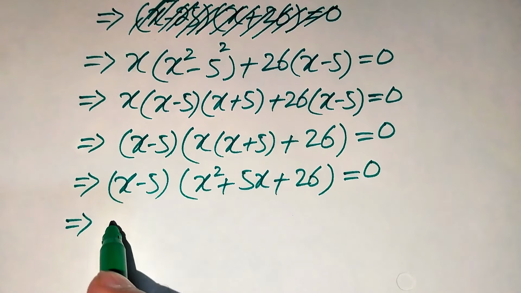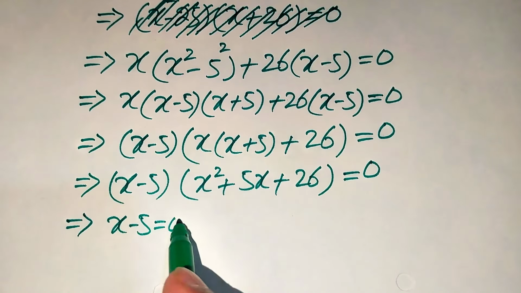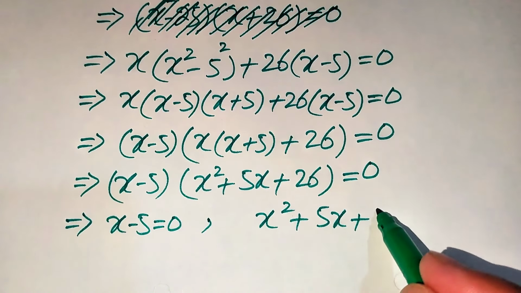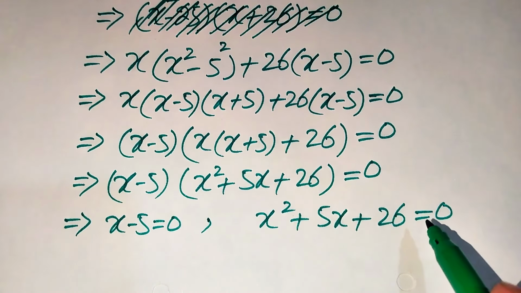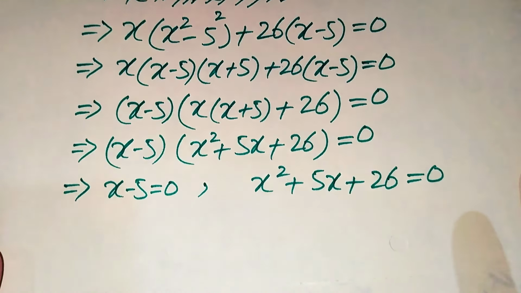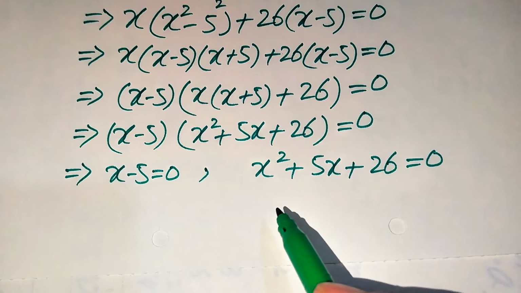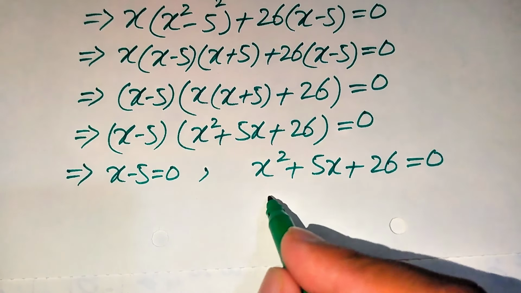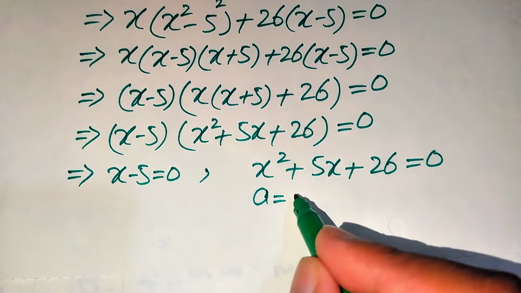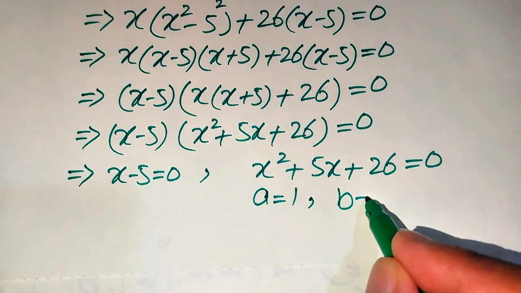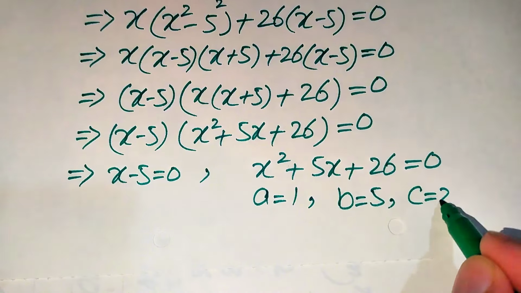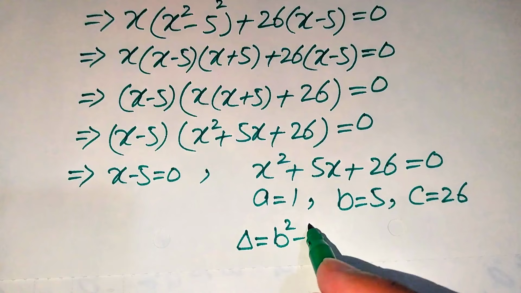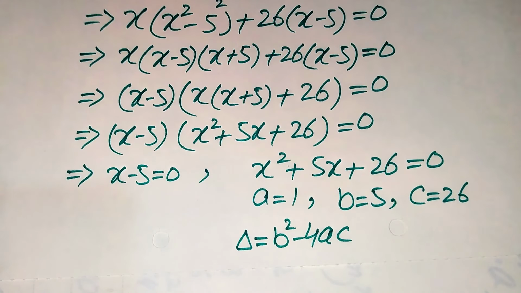And now we divide this equation into two cases. The first case is x minus 5 equals 0, and the second case is x square plus 5x plus 26 equals 0. Here first we need to focus on the second case, and we check whether this quadratic equation has real roots or not. For this we can apply the discriminant formula. We first write the coefficients of this equation: a equals 1, b equals 5, and c equals 26, and we state the discriminant formula as delta equals b square minus 4 times a and c.